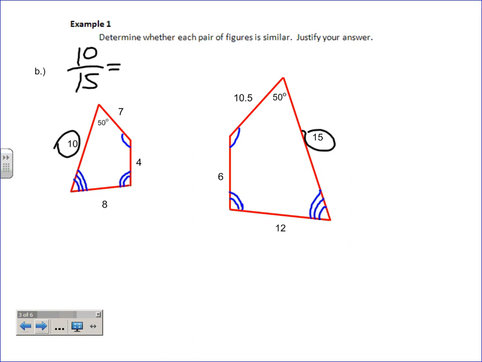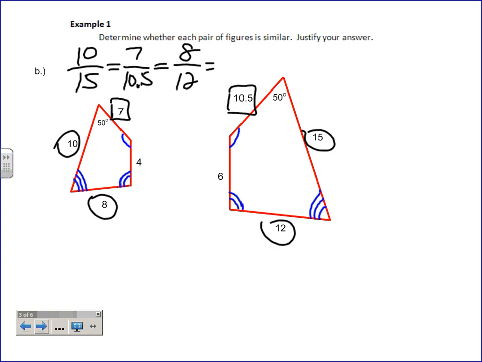And does it matter which one I go to next on the left one? No, let's say we wanted to go to 7. So it'd be 7 over, but now it does matter where you go on the next one. You better make sure you go to 10.5. So can I go to 8 next? Is that acceptable? Yeah, so let's say you wanted to do that. So 8 over 12. Is it okay on the last one then to go to 6 over 4? No, because you went from the right to left. And you got to just keep your pattern. Okay, so we'll go 4 over 6.